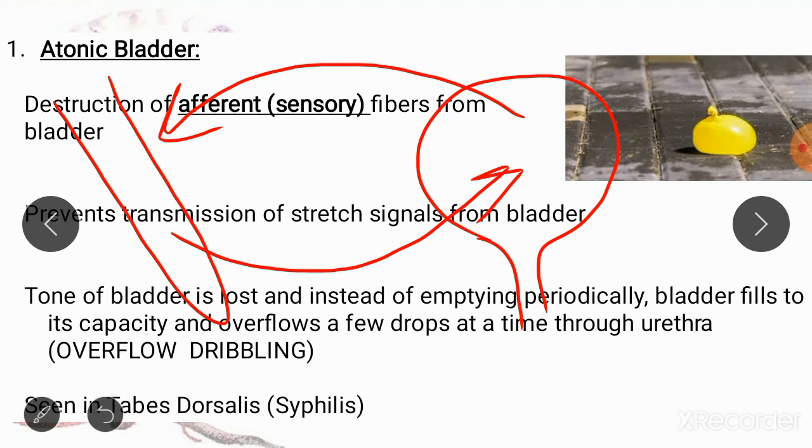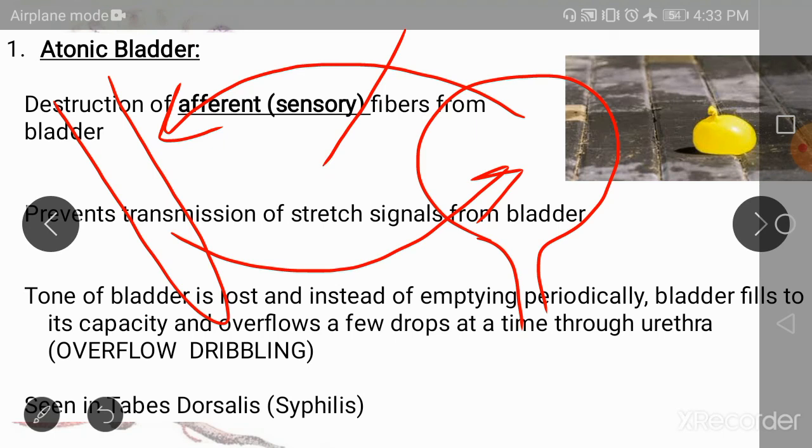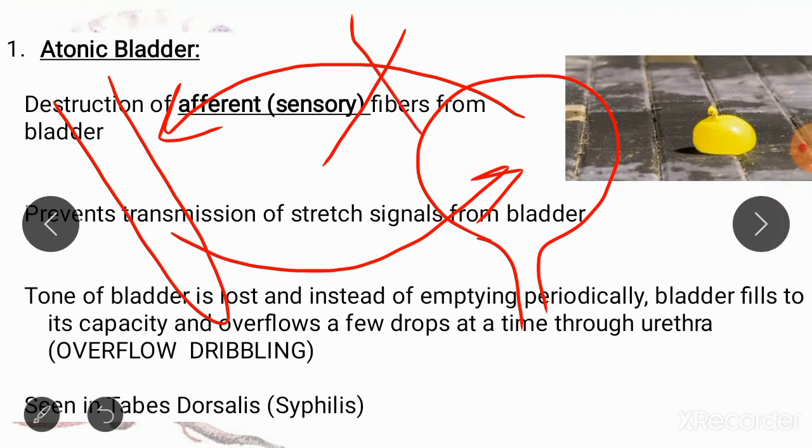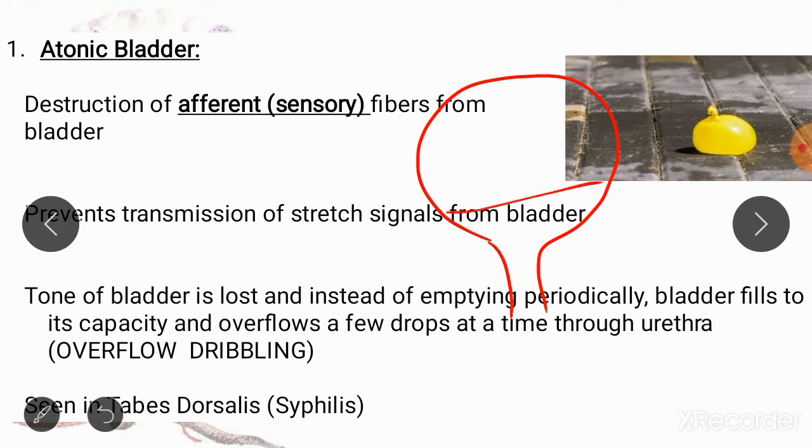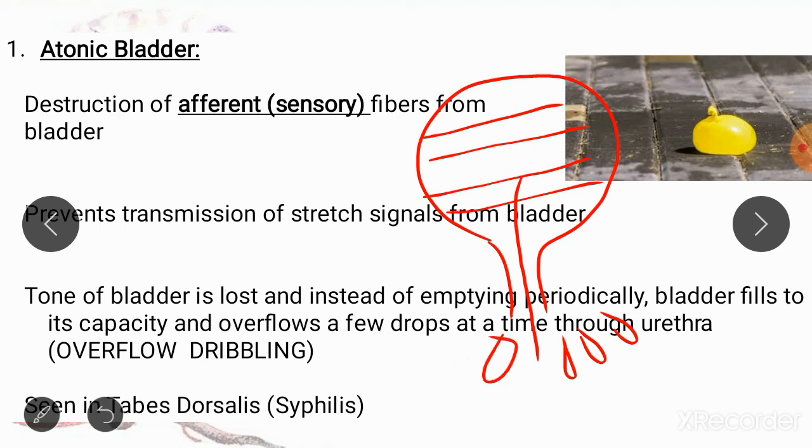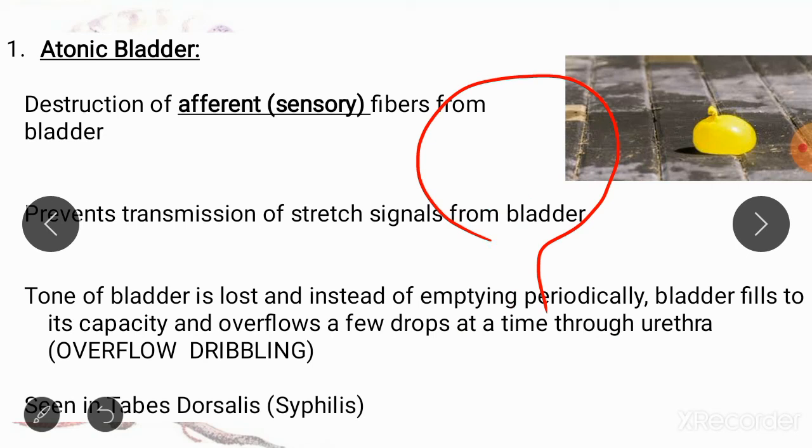But if due to any condition, especially due to syphilis, the sensory nerve fibers are damaged, no signals will be sent to the spinal cord, and spinal cord will send no signals back to the detrusor muscles to contract. So there will be no periodic micturition reflex, and there will be no periodic emptying of the bladder. The bladder will fill up to its maximum capacity and it will be flabby, and when the bladder is filled up to its maximum capacity, drops of urine are going to come out of the urethra, and this is known as overflow dribbling or overflow incontinence, and it is due to the maximum filling up of the bladder and overflowing of the bladder.